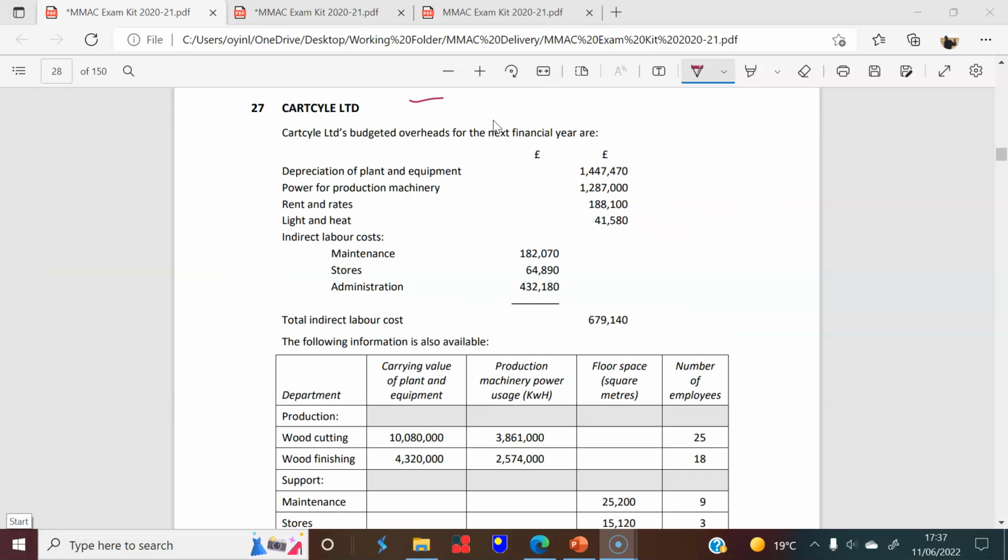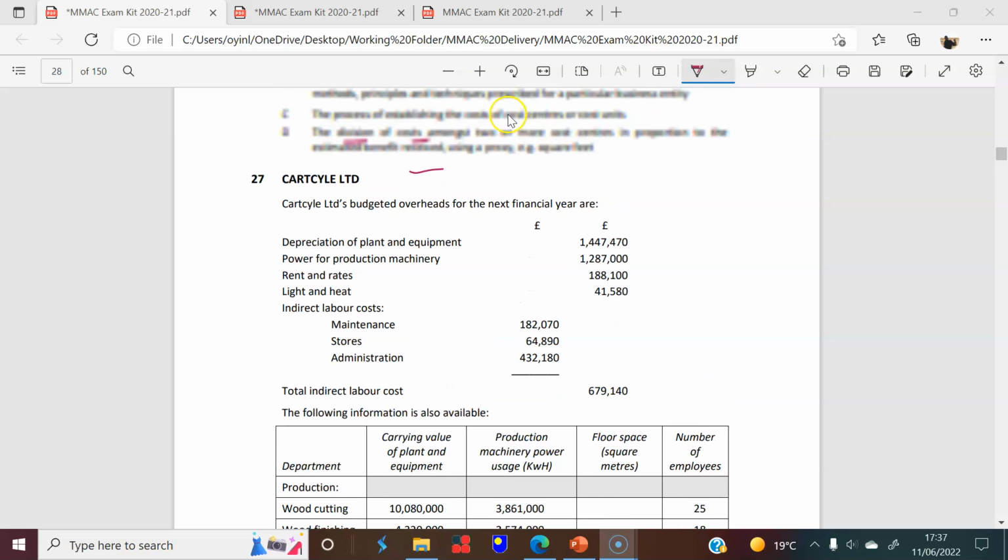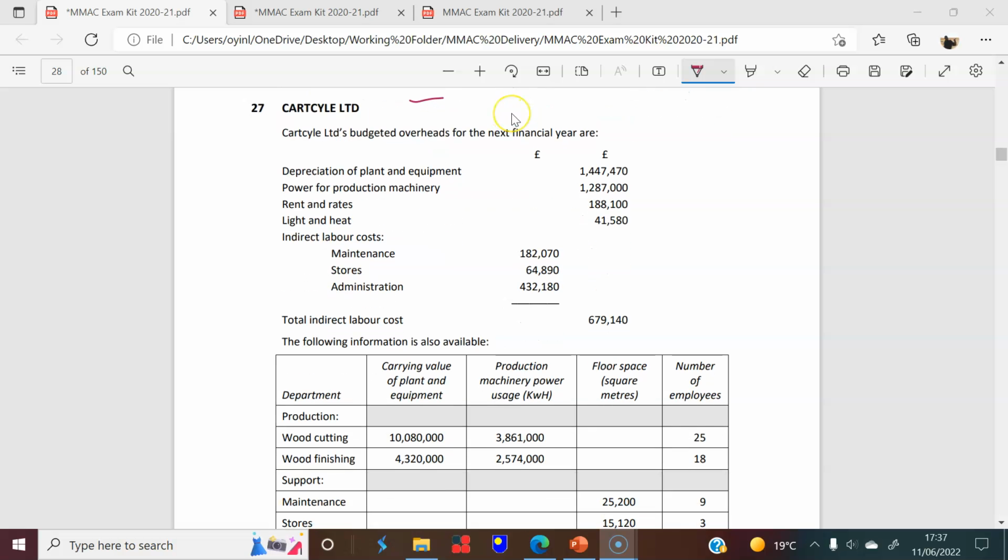So let's carry on with cart cycle. And I'm hoping, I haven't looked at the others, I'm hoping that at least we will find another one that looks exactly like this, so we don't have to do absolutely every one of them. But let's look at what's really happening here, right? It's highly likely you will get examined on how we split these overheads.